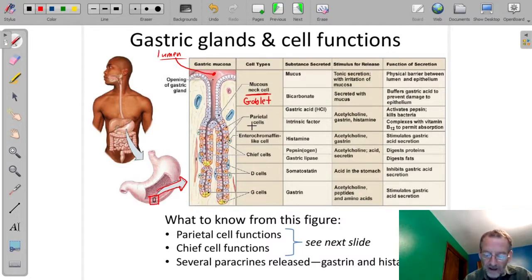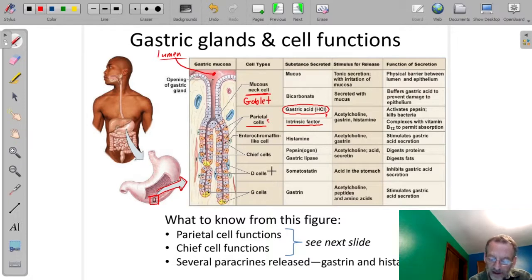There are parietal cells that we'll take a look at, and there are a couple of functions that I want you to pay attention to for the parietal cells. They produce hydrochloric acid. You might remember parietal has an L in it, so does hydrochloric. And they also produce intrinsic factor.